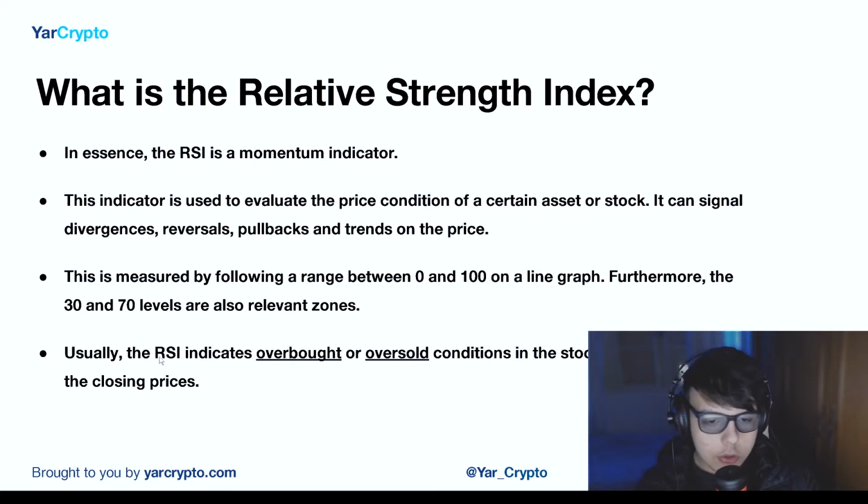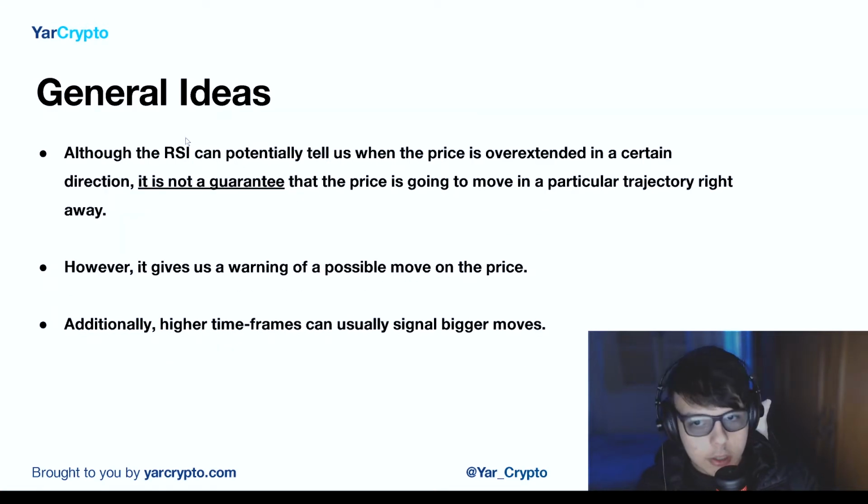Okay, so moving on, I have some general ideas here. The first thing is, although the RSI can potentially tell us when the price is overextended in a certain direction, it is not a guarantee that the price is going to move in a particular trajectory right away. Okay, guys? So it's very important that you don't use the RSI as a lone indicator when you are trading, because it only gives us a warning of a possible move on the price. Okay, it's not a given.